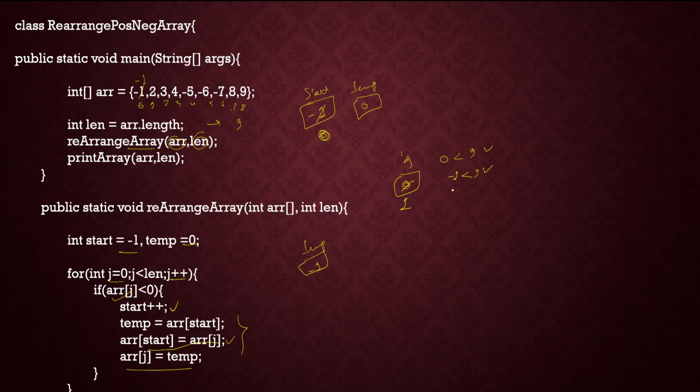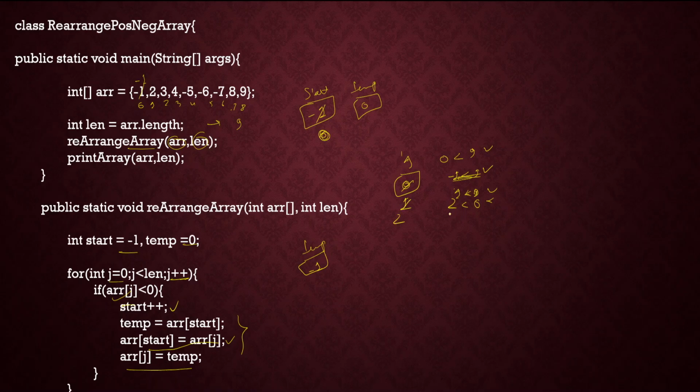Let me check the value. 1 is less than 9. Yes, it is correct. Let us check the condition: array of j, which is 1, the value 2 is less than 0. False. Come to this increment operator. j is 2. 3 is less than 9.